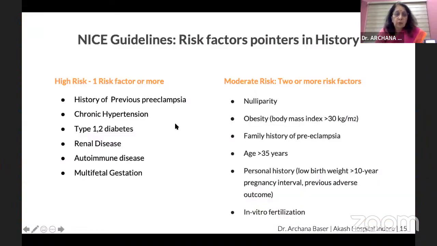So what are the NICE guidelines, risk factors, pointers in history for preeclampsia? Take a good history. That's a very, very important thing. Whatever technology we have, history taking still remains very important. High risk is one risk factor or more, like history of previous preeclampsia, chronic hypertension, diabetes, renal disease, autoimmune disease, multifetal gestation, and moderate risk is nulliparity, obesity, age more than 35, personal history, and IVF. So these are the risk pointers in history.